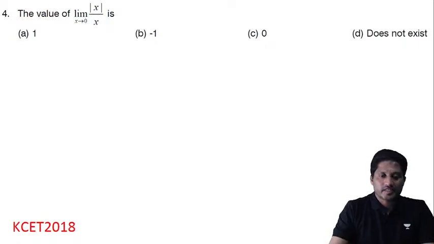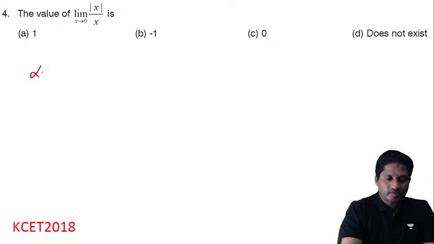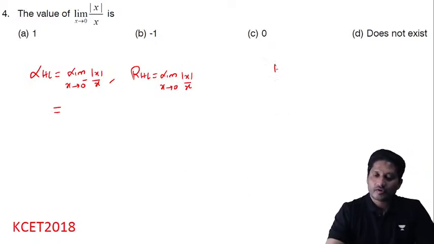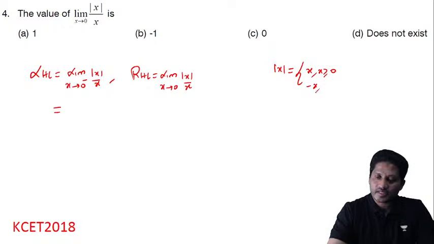The value of limit x tends to 0 mod x by x. The left hand limit is equal to limit x is tending to 0 minus, mod x by x. Right hand limit is equal to limit x is tending to 0 plus, mod x by x. Right, now we know that mod x is x when x is positive, then minus x when x is negative.